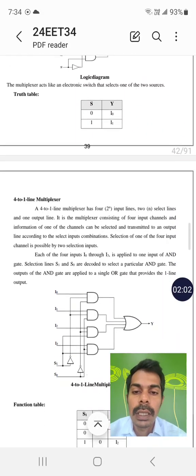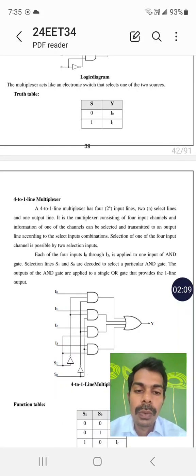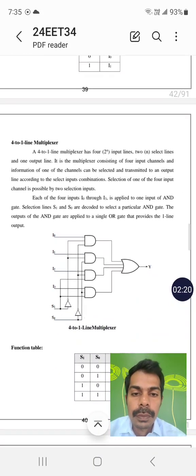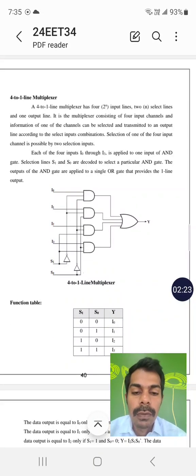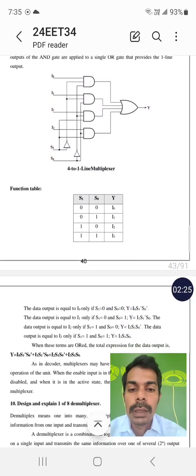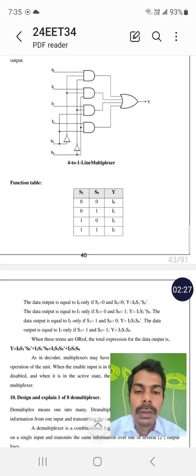And the next thing is the 4 to 1 line multiplexer. 4 to 1 line, that is 2 power n is to 1, n is equal to 2. So 2 power 2 is 4. So there are 4 inputs and 1 output and 2 selection lines S0 and S1. See the functional table first. So 0 and 0 means I0, 0, 1 means I1, 1, 0 means I2, 1, 1 means I3.